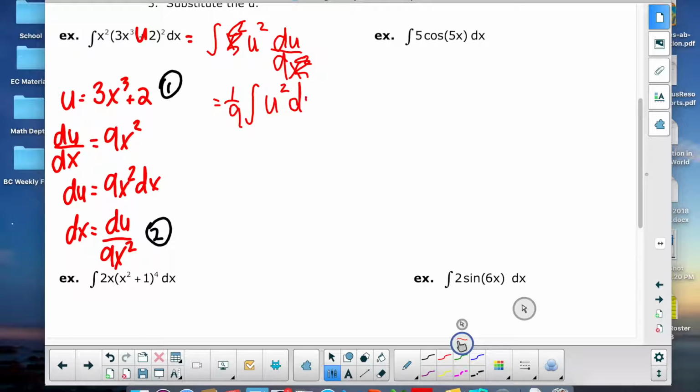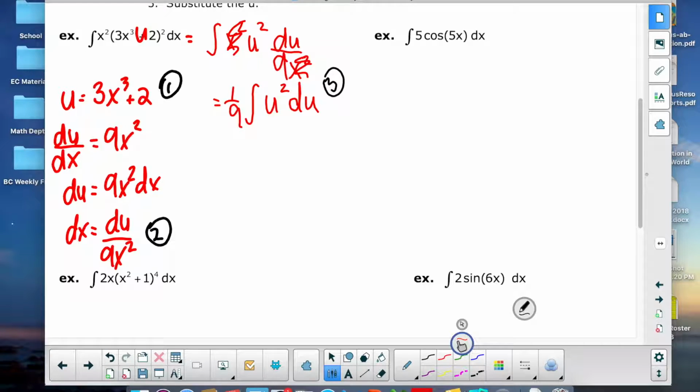There's a rule that we learned that allows us to do that. That constant rule. Because that 1/9 is just going to follow us along. And now to take the integral of u squared with respect to u, that's an easy thing to do, isn't it? Because we can use this basic power rule. So, this was my step 3. Right here. Okay?